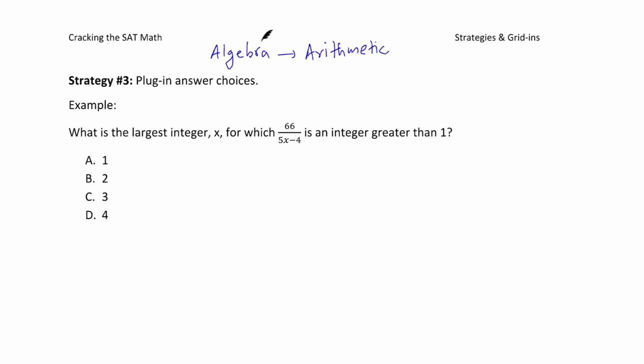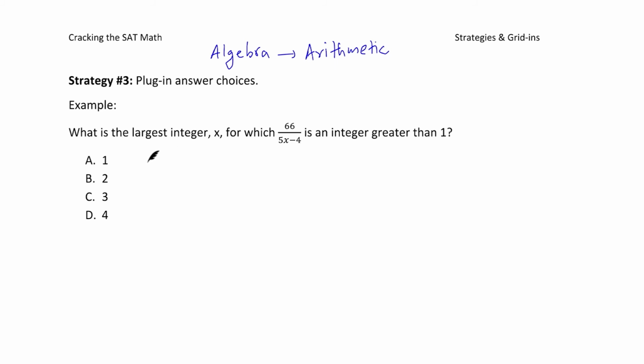Algebra is like X, Y, Z. Arithmetic is like numbers. So we understand 2 plus 3 plus 4. We don't understand X plus Y plus Z. So imagine you already have an answer. Like one of these option choices contains an answer. So let's use them. Let's have a look at the question.